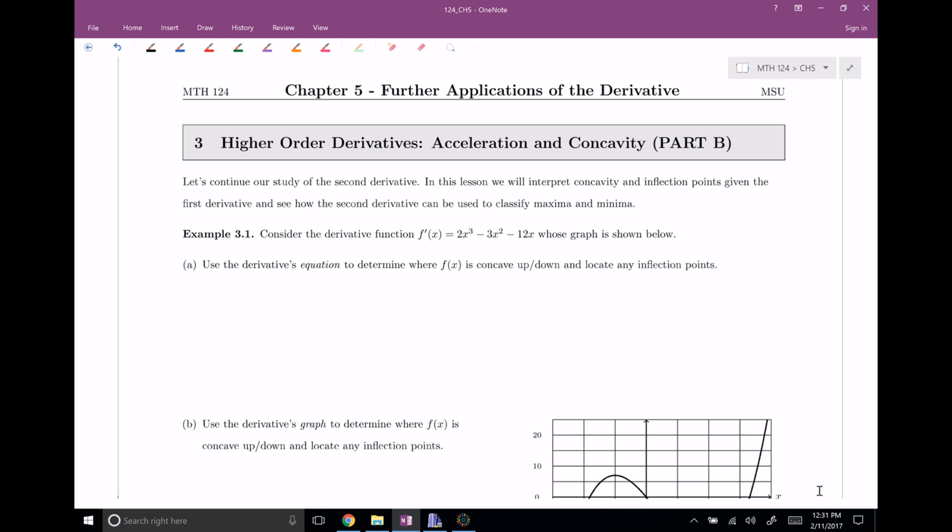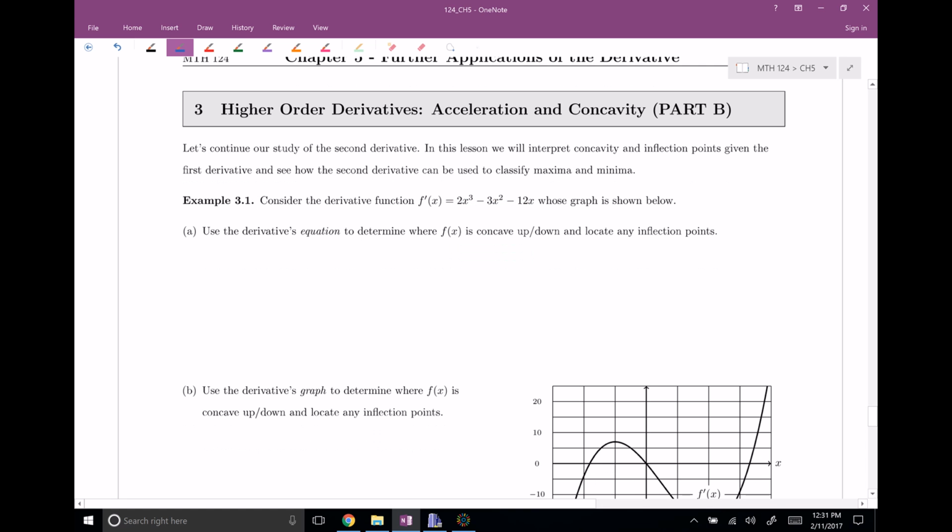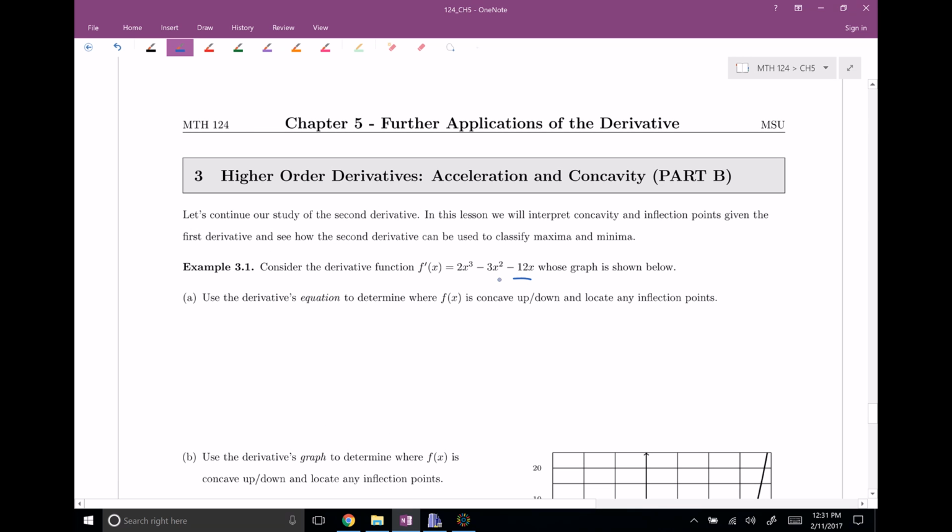Then, a separate idea, we're going to see how the second derivative can be used to classify maxima and minima, an idea that we brought up back in 5.1. So, let's get to it with this first part. We're going to have a first derivative function, underlined. The graph is shown below, but I'd like to ignore that part for right now.